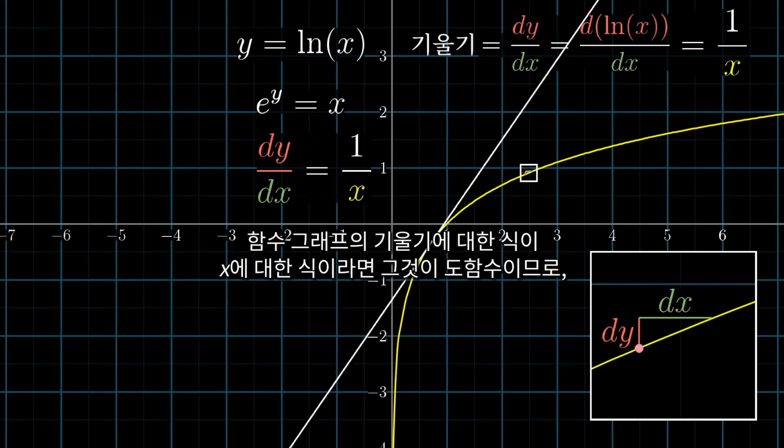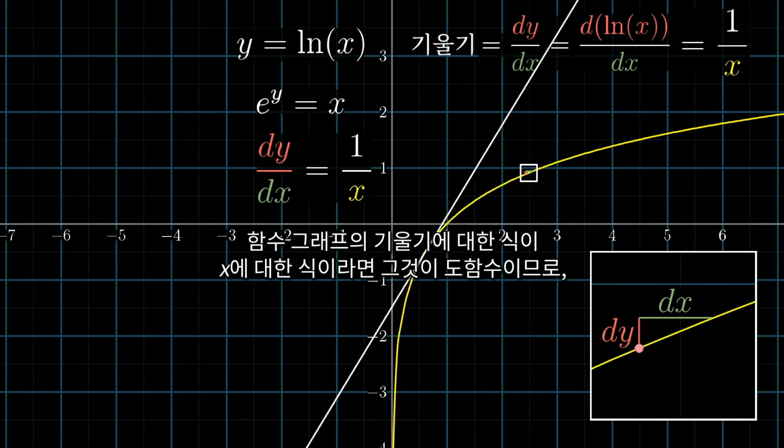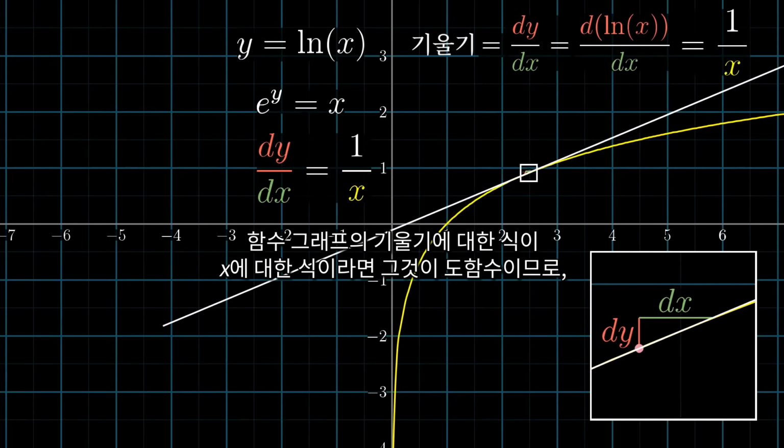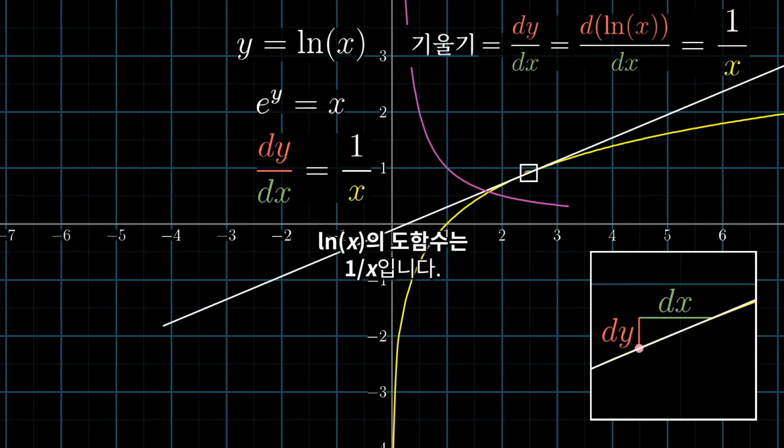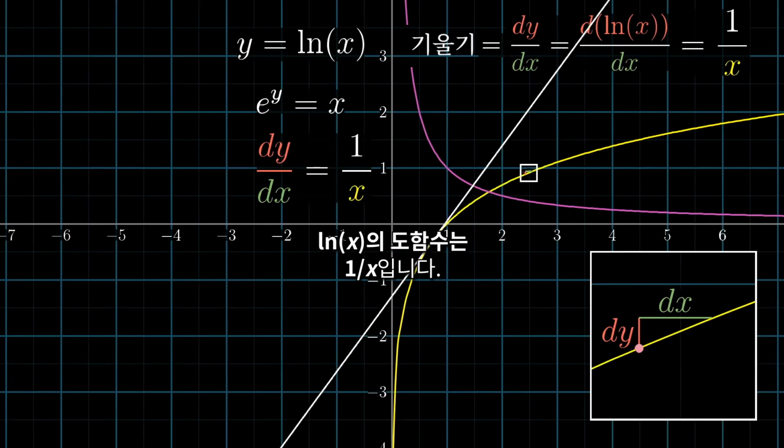And of course, an expression for the slope of a graph of a function, written in terms of x like this, is the derivative of that function. So evidently, the derivative of ln of x is 1 divided by x.